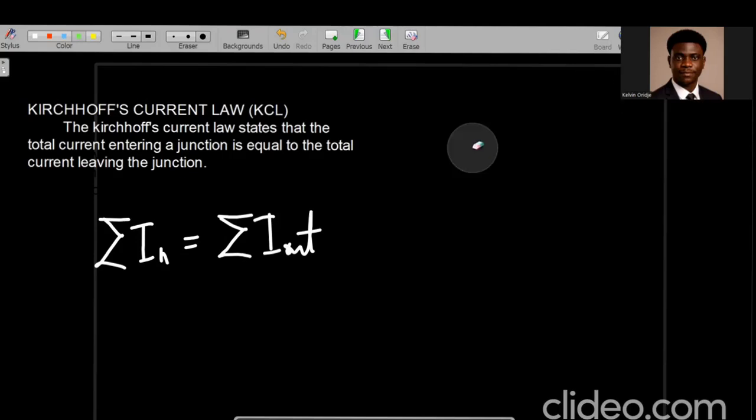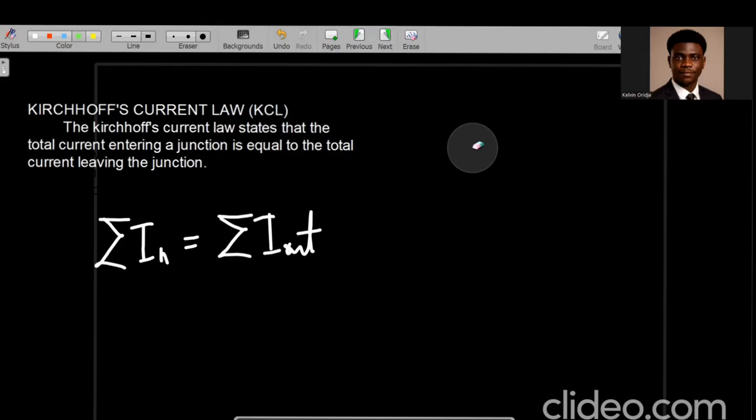Hello guys, in this video, I want to explain one of the most important concepts in electricity, and that is Kirchhoff's law. If you understand Kirchhoff's law, you can solve almost any complex circuit easily. Let's jump straight into it. We have Kirchhoff's current law and also Kirchhoff's voltage law. Let's start with Kirchhoff's current law.